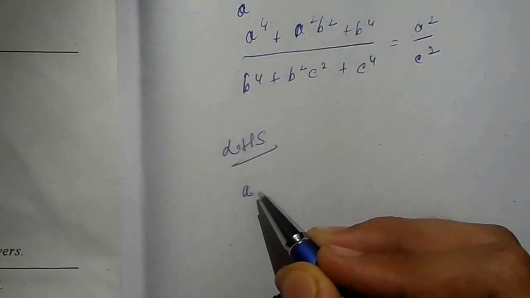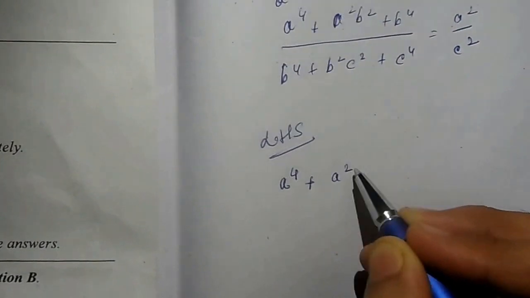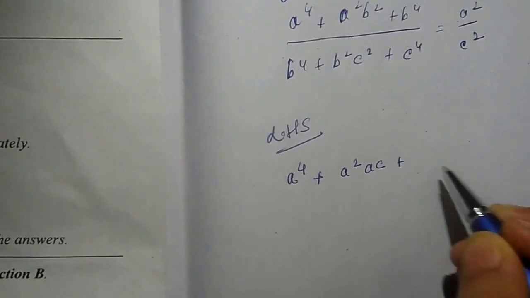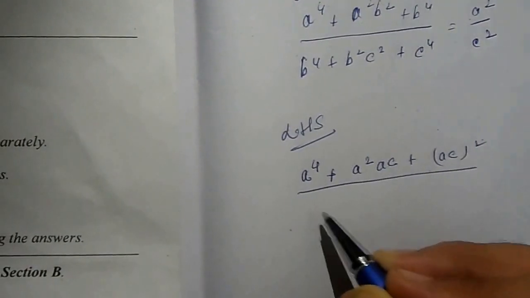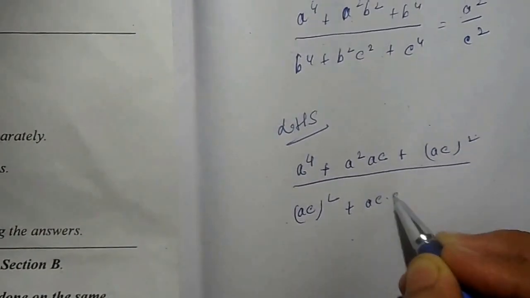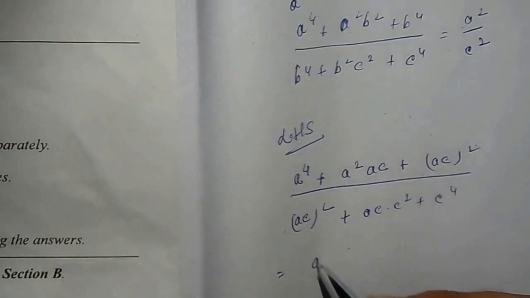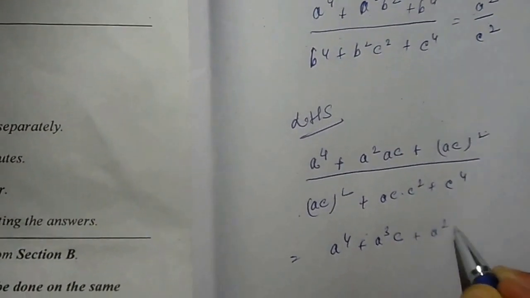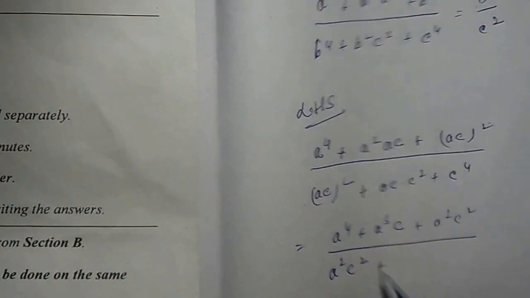So A to the power 4 will be A to the power 4 plus A square. Here we have a B square, so it will be AC. Now here we have B to the power 4, so it will be AC whole square divided by B to the power 4, so AC whole square over here also. B square, so AC into C square plus C to the power 4. We won't have anything here. So solving this, we get A cube C plus A square C square divided by A square C square.